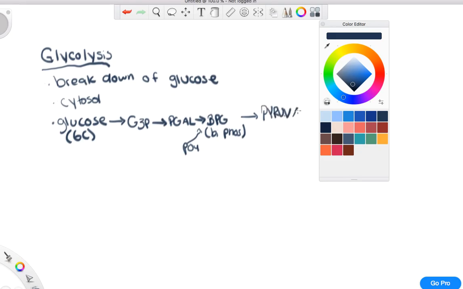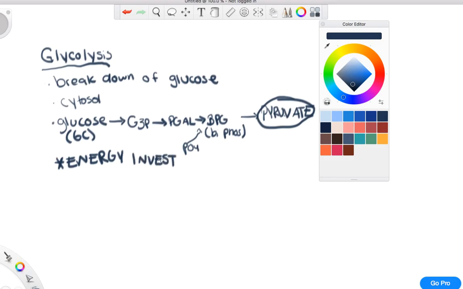pyruvate. This molecule is very important because this is the end product of glycolysis. Pyruvate will then be used to either go into fermentation, which I'll go on later in this video, or pyruvate will be used for the Krebs cycle if you have an aerobic respirating organism. So what I want to also emphasize in glycolysis is this is energy investment.